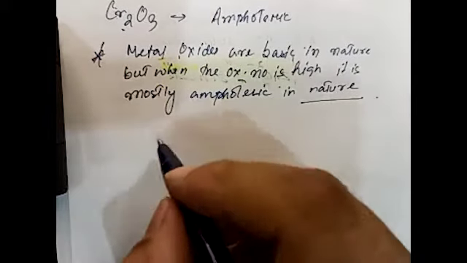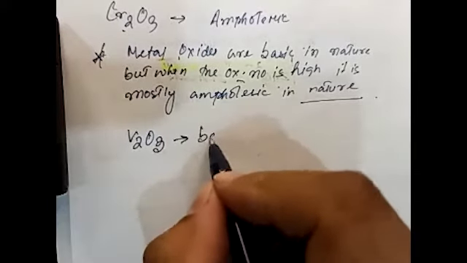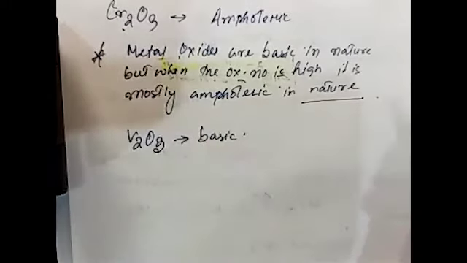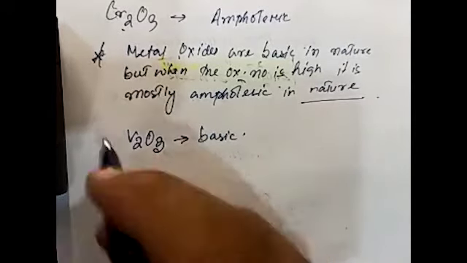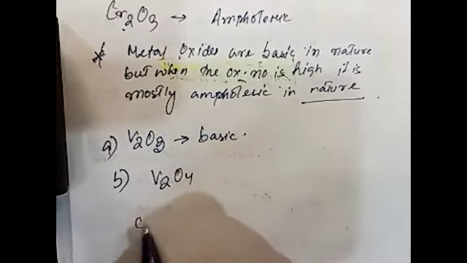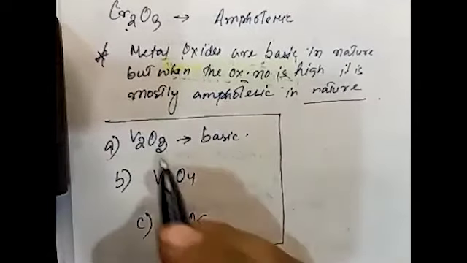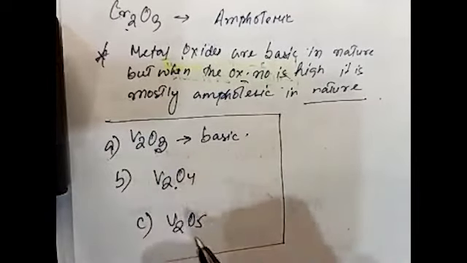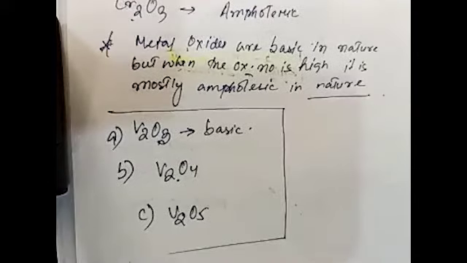So I'll just give you a few examples. V2O3. This is basic in nature. Okay? So the question is, which of them is the most basic? A, V2O3, B, V2O4, C, V2O5. There are 3 vanadium oxides: vanadium trioxide, vanadium tetraoxide, vanadium pentaoxide. Now, which of them is the most basic?